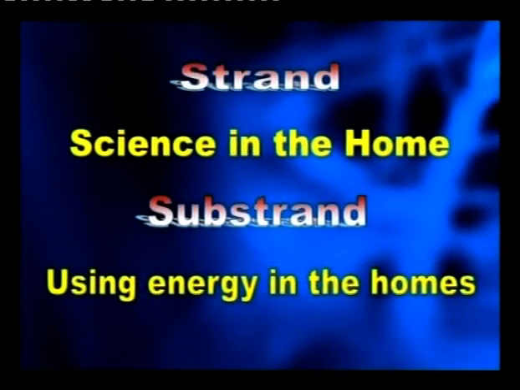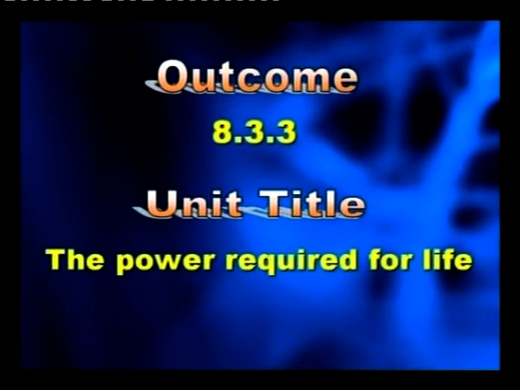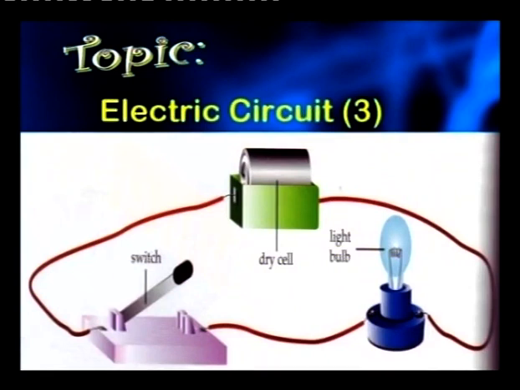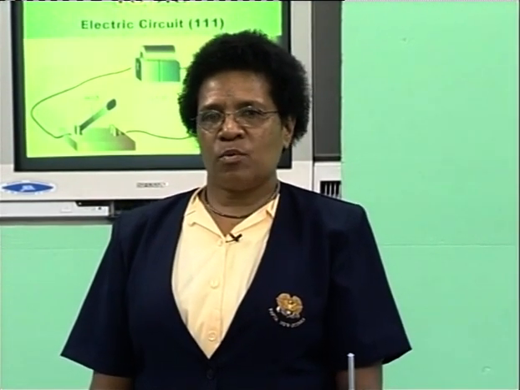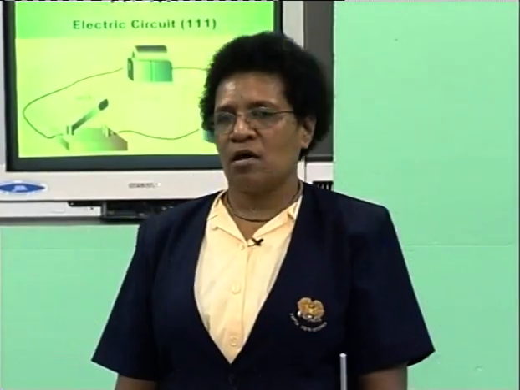We're still with the same strand, same substrand, outcome, and unit title. Now, our topic for this lesson is electric circuit 3. You have the receiving students and the teachers, as well as the model class. You have already received the lessons on electric circuit 1 and 2, and I hope you have learned so much about electric circuits. Now, in electric circuit 3, this lesson, we will be using some equipment or apparatus that I would like to show the class as well as the receiving students before we go through our lessons as well as the experiment.